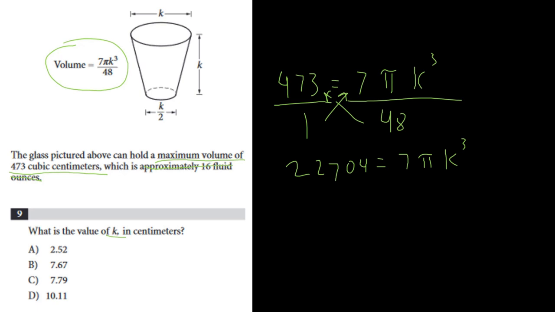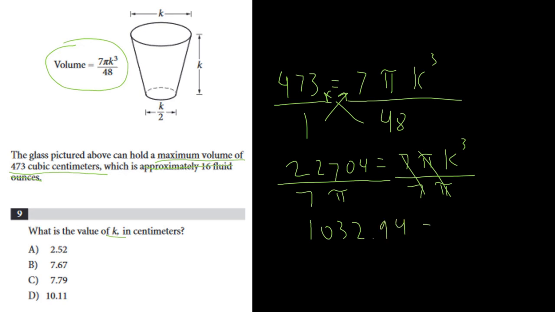From here, we're going to have to divide by 7, divide by pi. So I'm going to type that in the calculator. I'm going to divide by 7, divide by 3.14, and then I get 1032.94ish equals k to the third. And then to get k by itself, I'm going to have to cube root it. So if I cube root it, the answer is D, which is 10.1.